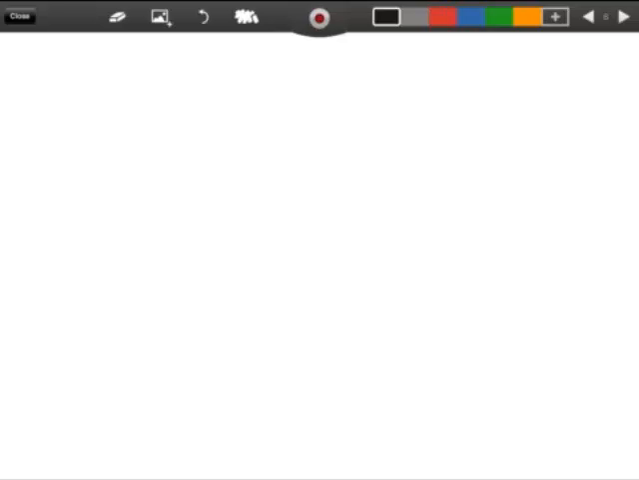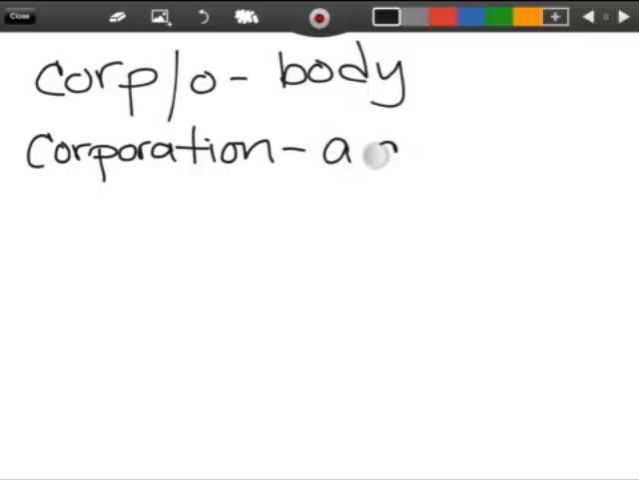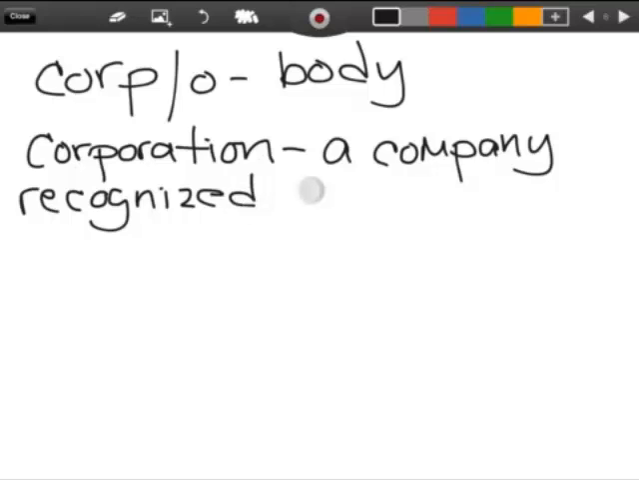Moving on to our next root is corpo. Corp, meaning body. I'm going to give you a couple of examples here and their definitions. First one is corporation, meaning a company recognized as a single body.